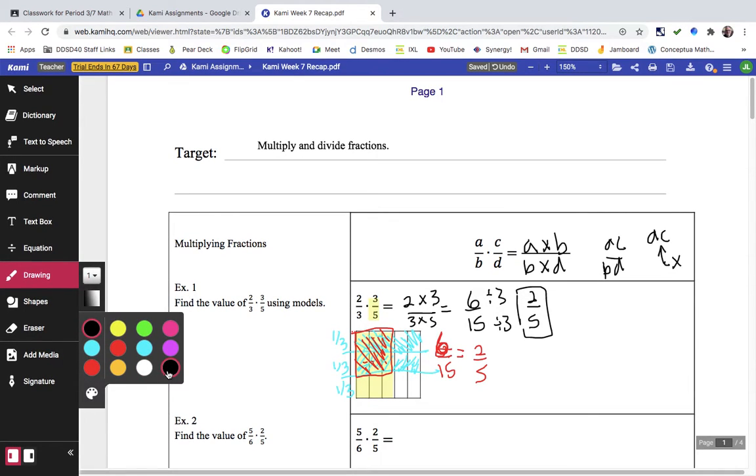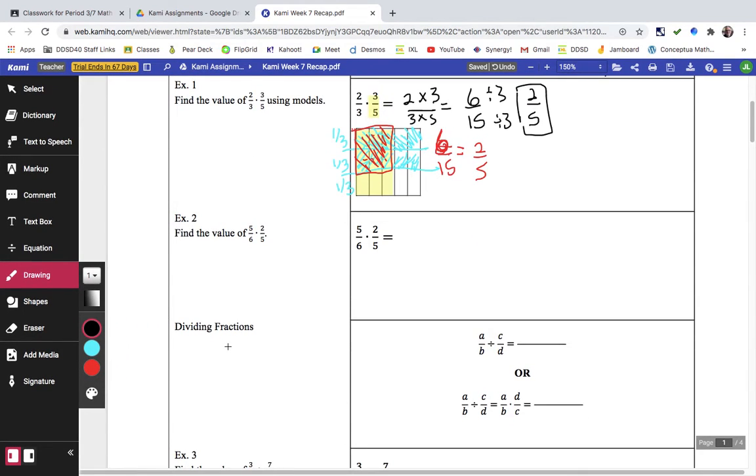So we're going to do one here without the diagram. We're just going to multiply. So 5 times 2, a little dot means multiplication, 6 times 5, so that's 10/30. Divide 10 by 10, we get 1. 30 divided by 10 is 3.